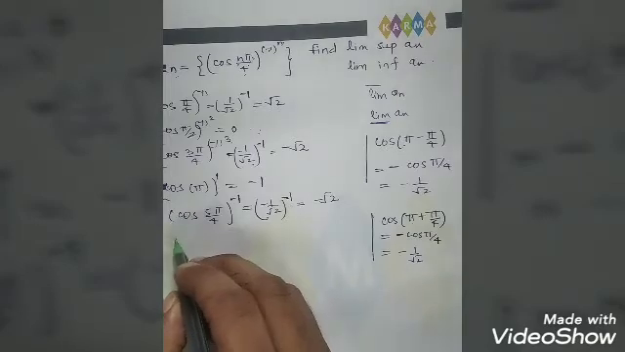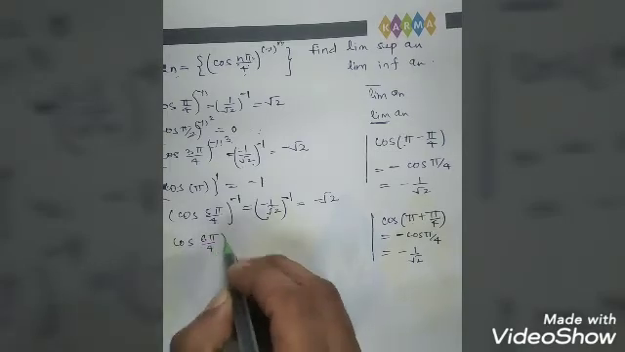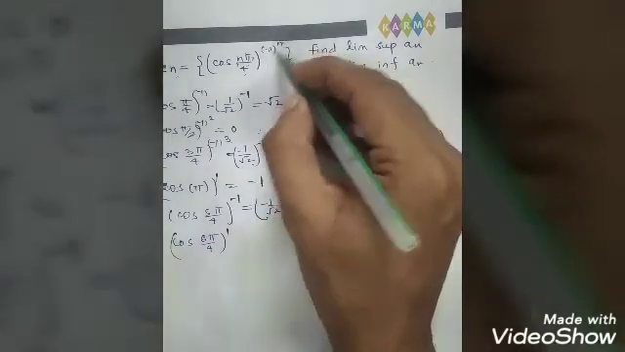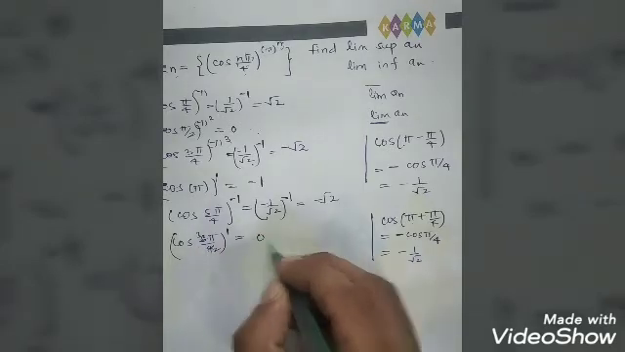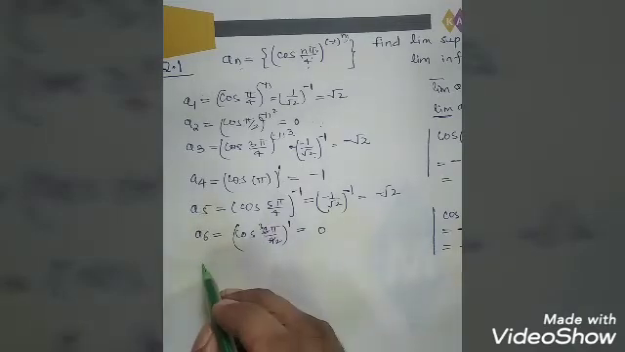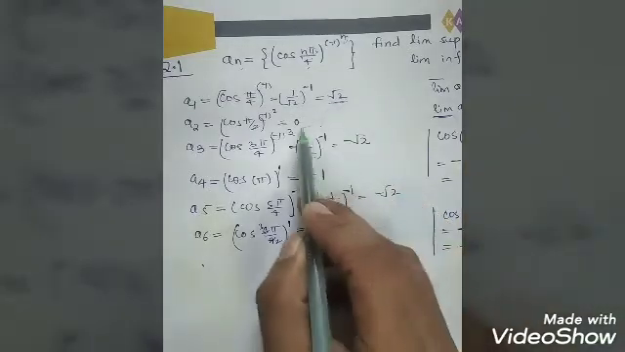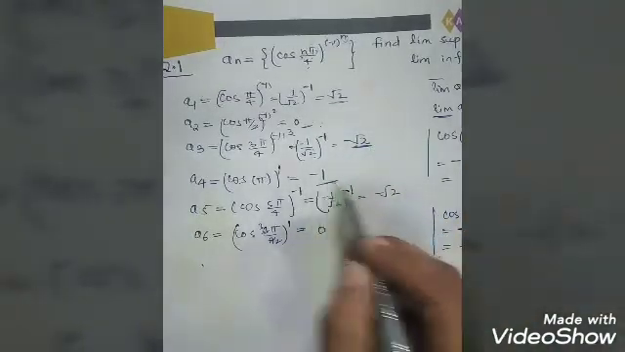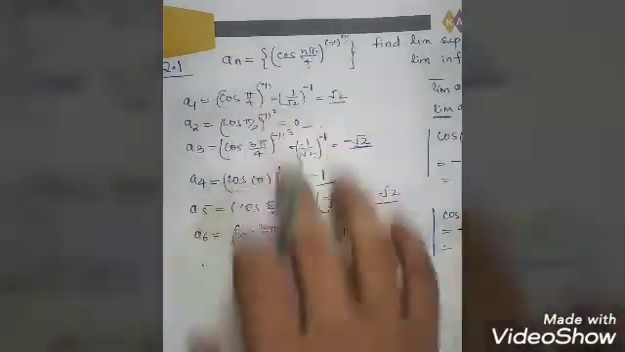What will be the next term? a6 is cos(6π/4) raised to 1, because n is even now. So 6π/4 is 3π/2, and cos 3π/2 is again 0. If you look, all the terms are repeating. The values we are getting for the sequence are root 2, 0, minus root 2, minus 1, minus root 2 and 0. These terms will repeat if we find a7, a8.